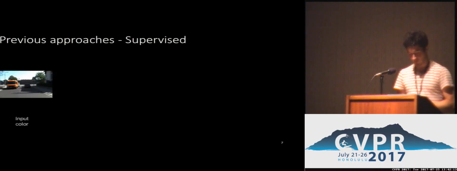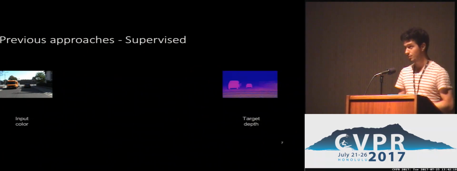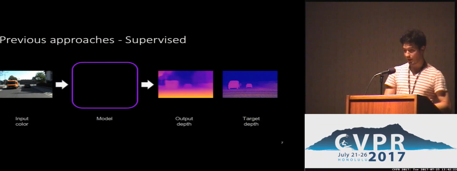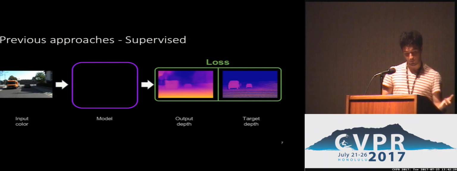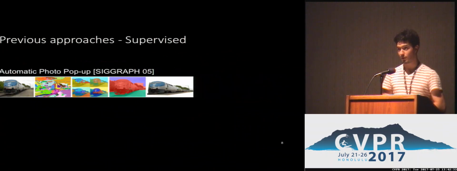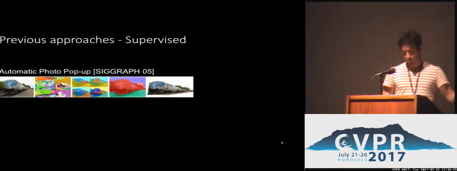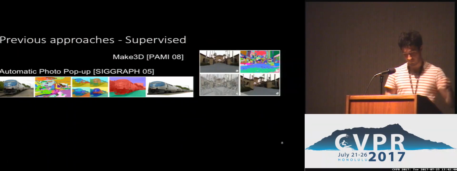So there's been some work done on depth estimation, and usually they rely on supervised depth, which means that you have a data set where you have an input color image with the associated ground truth depth image that is aligned to it. You then train a model that will output a depth, and you will rely on some loss or optimization method to update your parameters to get a better estimation. This is essentially the work of automatic photo pop-up or Make3D, which are essentially local methods relying on handcrafted features.